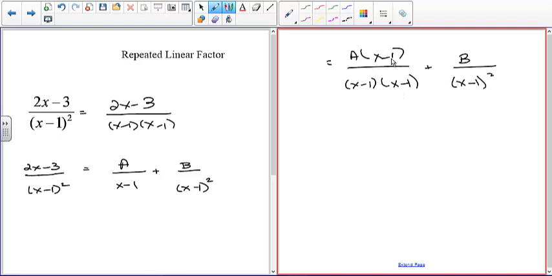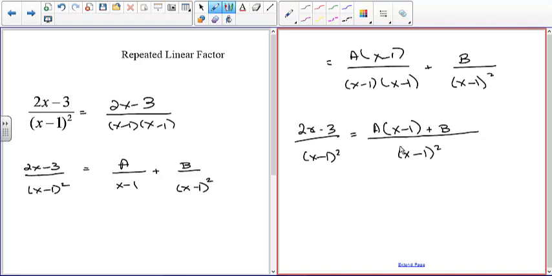So you can see now these cancel out, and you're back to where you started, but now we have the same denominator. So now we can combine those two. Now I'm going to go ahead and write in the left-hand side. On the right-hand side, the numerator is going to be a times x minus 1 plus b, divided by x minus 1 squared. So now, just like we did in the previous examples, we can set the numerators equal to each other and figure out what a and b need to be so this thing works out right.